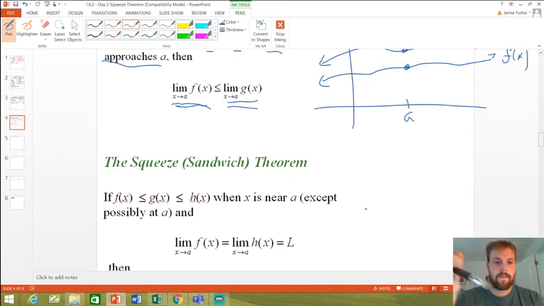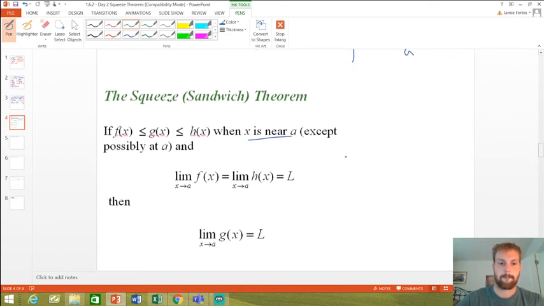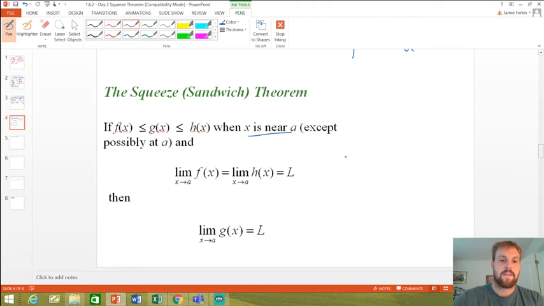If f of x is less than or equal to g of x, less than or equal to h of x. So if we have three functions, one less than the other, when x is near a, except possibly at a, then the following is true: the limit of f of x is equal to the limit of h of x.